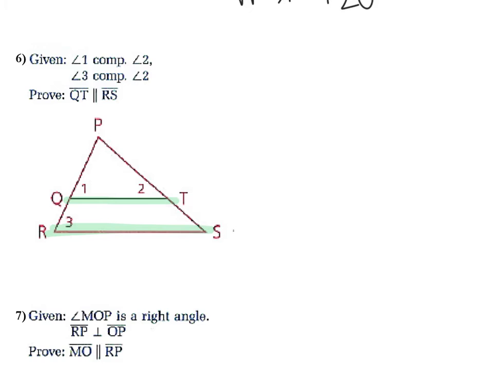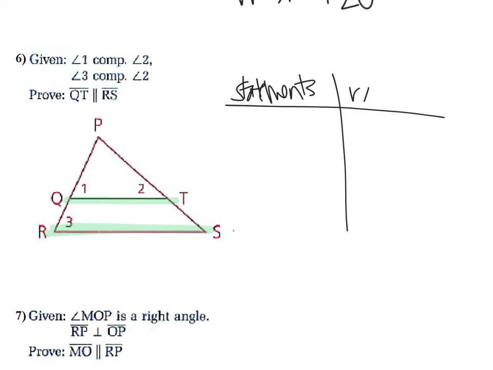So let's go ahead and make our T-chart. So these are the statements, our 2-column proof. These are the reasons. And we're going to start off with the given. So angle 1 is complementary to angle 2, and angle 3 is complementary to angle 2.